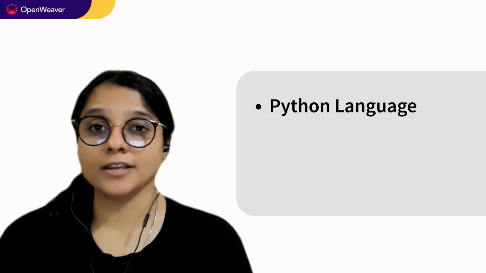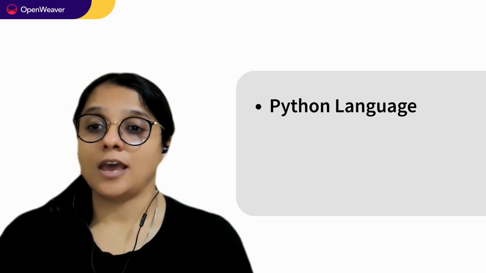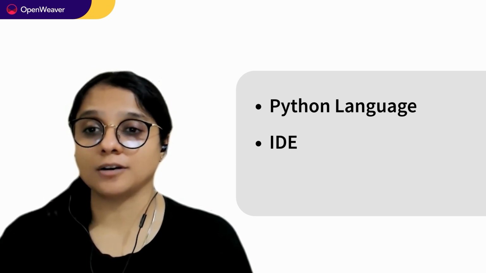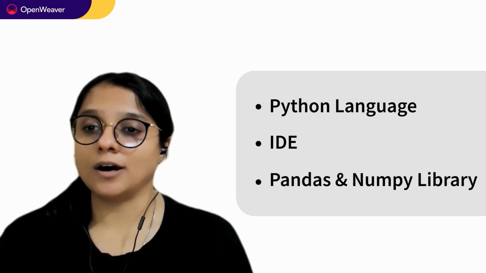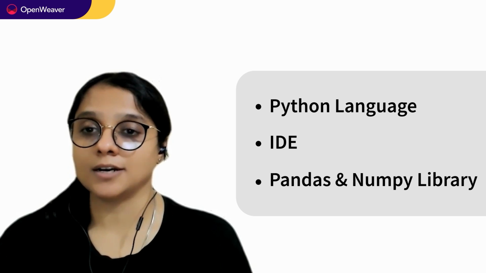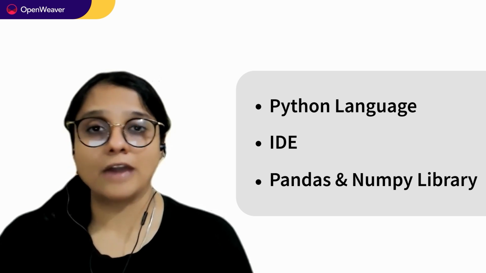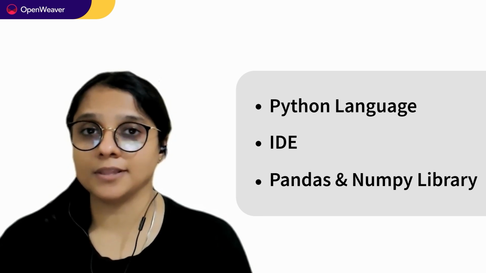Hello, hope you are excited to build your own movie recommendation system. To build a simple AI-based movie recommendation system, you need the following. First, you need to have an understanding of the Python programming language. Second, an IDE like Jupyter or PyCharm to write your Python code. Third, you will need to have the essential libraries like Pandas and NumPy imported. Everything that you need is already available in the Kandi kit.